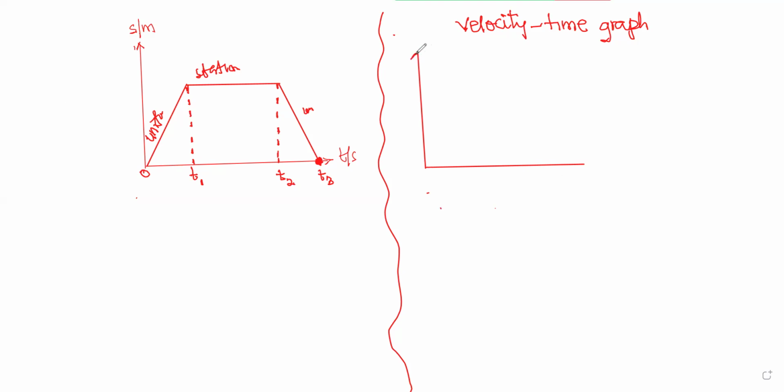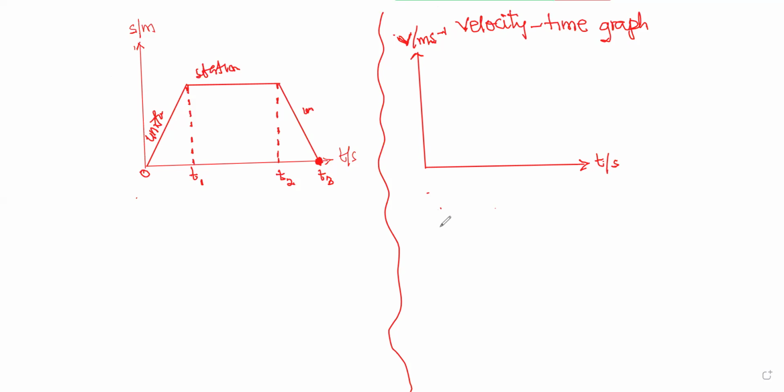So V, unit meter per second, against T, unit second. We can decide to use different letters, but what must inform you is the unit. The unit must tell you the kind of motion: meter per second, and then second. So clearly it means it's a velocity time graph. Are we okay?